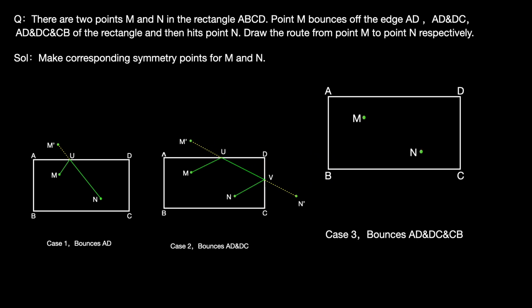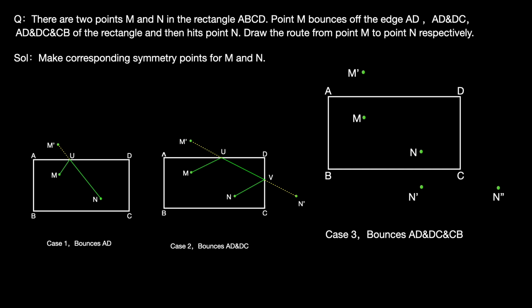Finally, let's look at case 3, reflections through AD, DC, and CB. Similarly, make the symmetry point of M about AD. But it's a little tricky for point N. We must first make the symmetry point N prime about BC, and then make the symmetry point N double prime of N prime about DC.